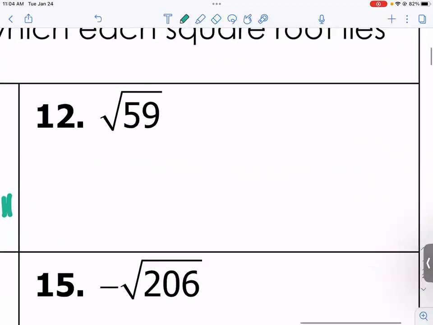Do number 12. Do number 12, Ryan. Ryan's notes aren't even open. That's very disappointing. 2, 7, and 8.